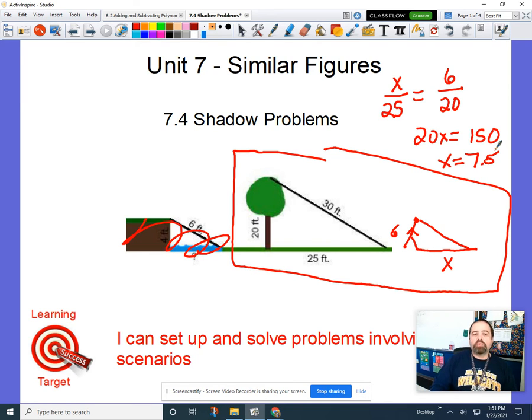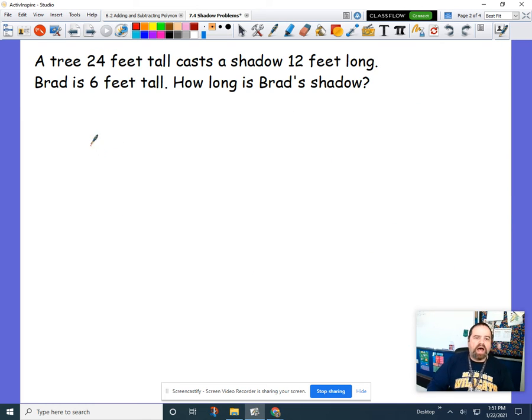So these are word problems, though, so you're going to have to read a little bit. Basically, you need to be able to tell the difference of a vertical distance and a horizontal distance. And shadows are always on the ground. So I do draw pictures for these. I've got a tree. They don't have to be super detailed pictures. A tree 24 feet tall casts a 12-foot shadow. Brad is 6 feet tall. How long is Brad's shadow?